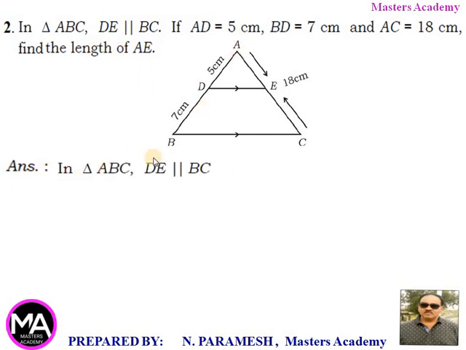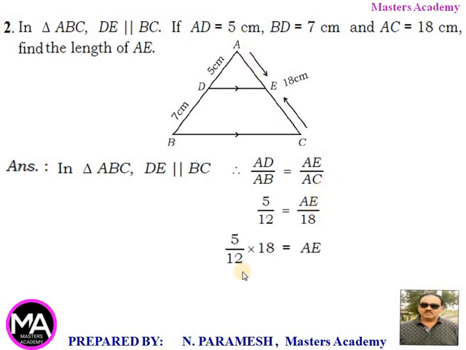Answer. In triangle ABC, DE is parallel to BC. AD by AB is equal to AE by AC. Substituting the values, 5 divided by AB, which is 5 plus 7 is 12, is equal to AE by 18. Cross multiplication, AE is equal to 5 by 12 into 18. 6 2s are 12, 6 3s are 18, get cancelled, 15 by 2. AE is equal to 7.5 centimeter.